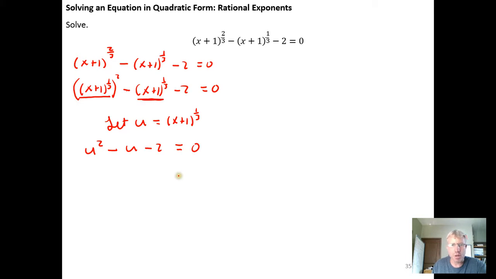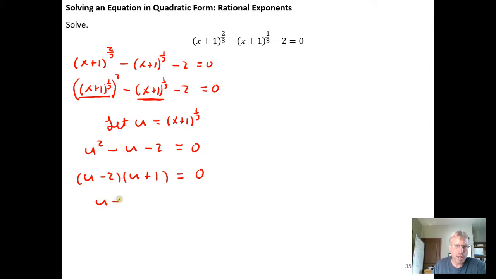Now I can use any quadratic equation technique that I know to try to solve this. I can use the quadratic formula, complete the square, try factoring. In this case it factors pretty nicely because we get (u minus 2)(u plus 1). If we multiply this out, we'll get u squared minus u minus 2. So our check on work, if we needed to, would be to multiply this out and make sure we get the previous expression back.